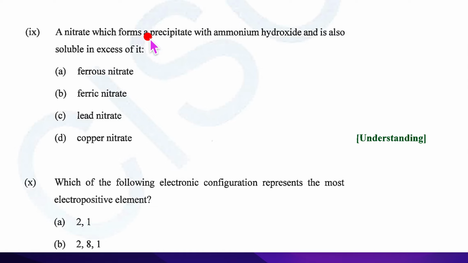Nitrate, which forms a precipitate with ammonium hydroxide and is also soluble in excess of it. So we have the cation which will dissolve in excess of ammonium hydroxide when it forms the hydroxide. Now in ammonium hydroxide, we have only Zn2+ and Cu2+ which are soluble in excess. So which forms a precipitate and is soluble in excess of it will be copper, because zinc I cannot see anywhere. So it will be this option.